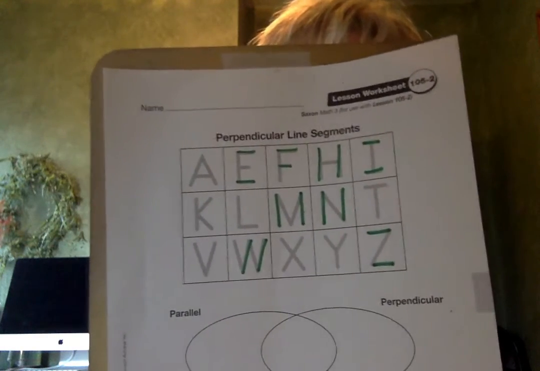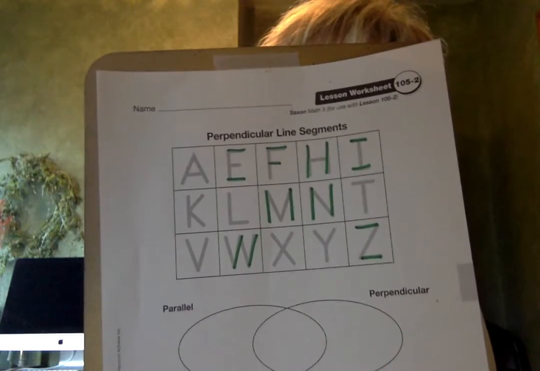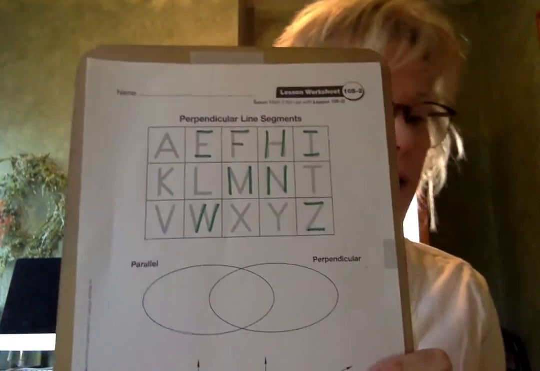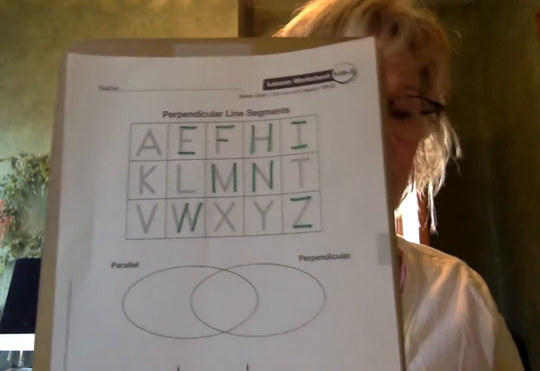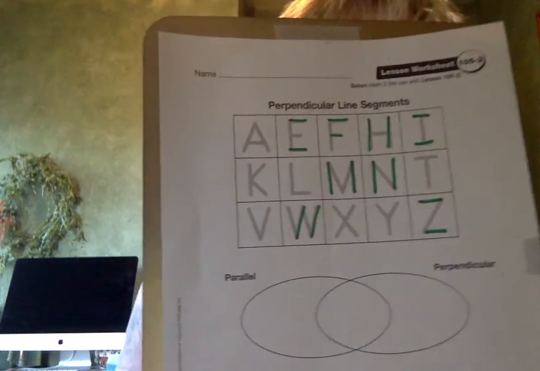Today, we're going to find all the perpendicular line segments in the capital letters of the alphabet. And we're going to do that by using a red. So have your red out. What is one letter that has perpendicular line segments? One letter that you see. Right, E is one. And look just like that.